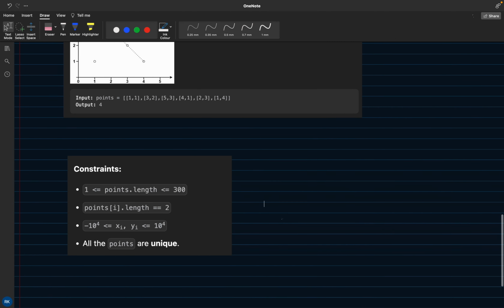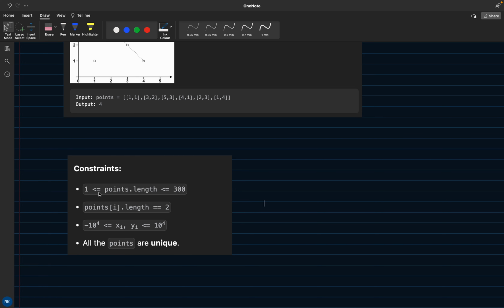Now let's also see the constraints. We have points.length up to 300, and each points[i] consists of only 2 values, so the length is 2, and xi, yi range from minus 10 raised to 4 to 10 raised to 4, and all the pairs are unique, so we don't have to take care of duplicate points.